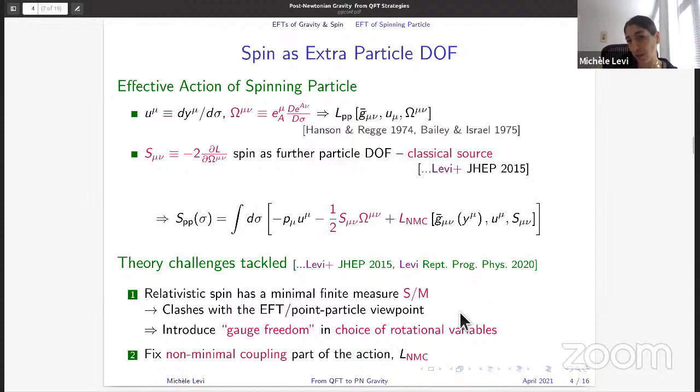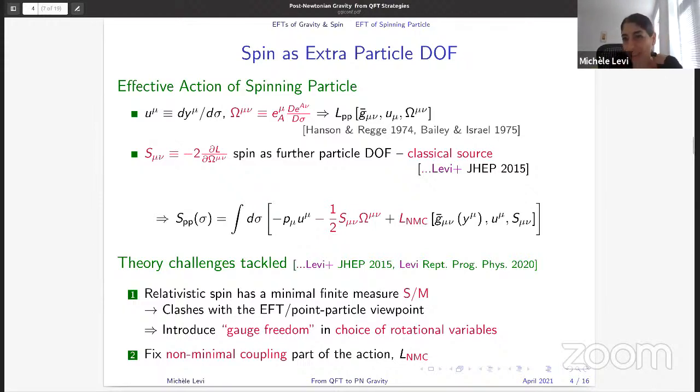So what was the challenge when I approached my work? There were basically two challenges to tackle. The first one was to understand better what is the meaning of this term that represents the rotation, the fact that we now have a spin, but still without considering finite size effects, just minimal coupling. There is a conceptual problem, which is that the relativistic spin has a minimal finite measure, whose lower bound is given by the size of the spin over the mass. And the fact that it's an extended object clashes with how we want to describe it within this treatment, which is a point particle viewpoint. That's the EFT viewpoint. So we have to be able to put the two together.